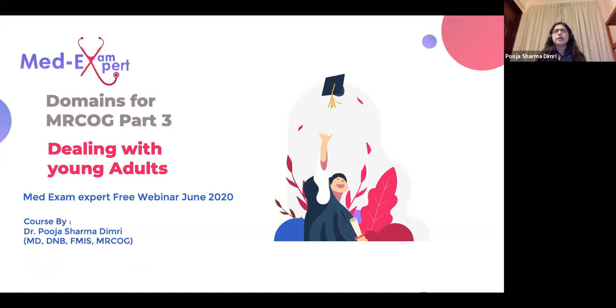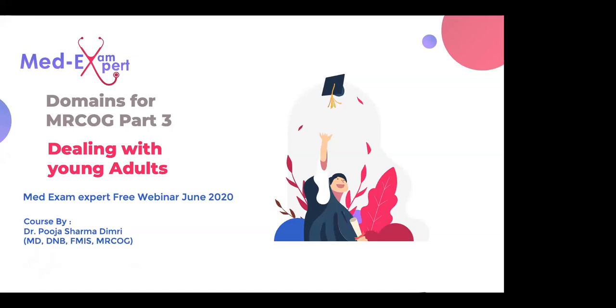Normally when we take pre-sessions, we talk about an introduction to the exam and how the exam is conducted. I'm sure everybody attending the pre-session knows about the exam pattern. This time we have changed the webinar slightly. We'll talk mainly about the domains, and then about some interesting topics. We have a series of three webinars starting today. I'll be talking about domains for MRCOG Part 3, and about dealing with young adults. We talk about some difficult specific stations which should be prepared differently from the usual stations. The first topic today is dealing with young adults.